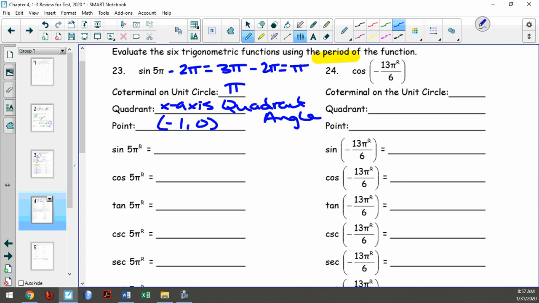It's really not in a quadrant, is it? I can't tell you that pi is in quadrant 2 or 3 because it's not. It's actually on the x-axis making up the quadrant angle. Do we all understand that?